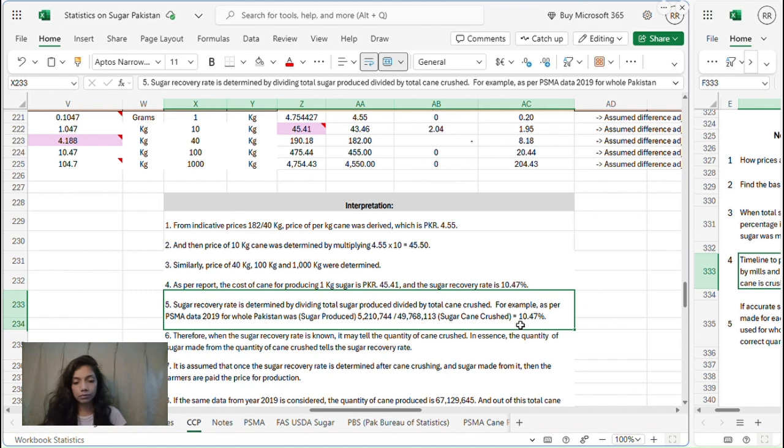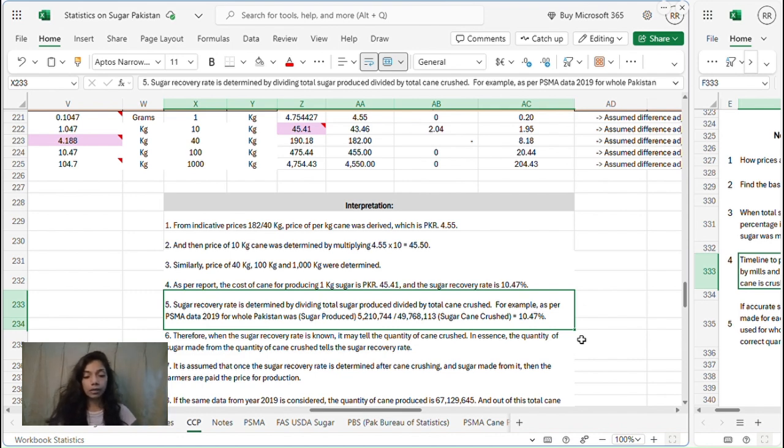And then it says the sugar recovery rate is determined by dividing total sugar produced by total cane crushed. For example, as per PSMA data 2019, the whole of Pakistan's sugar produced was 5,210,744 metric tons, divided by 49,768,113 sugarcane crushed, and the sugar recovery percentage is 10.47.